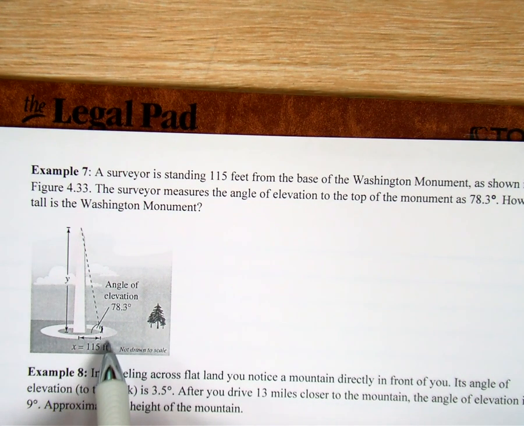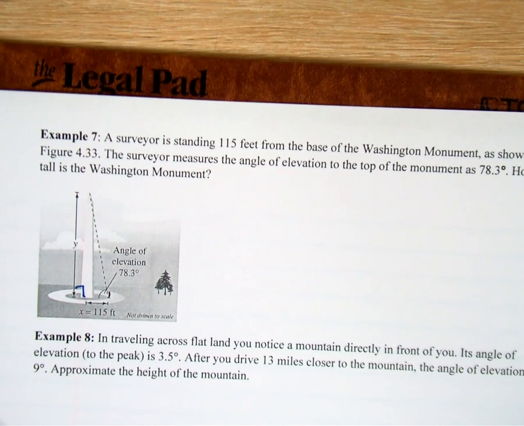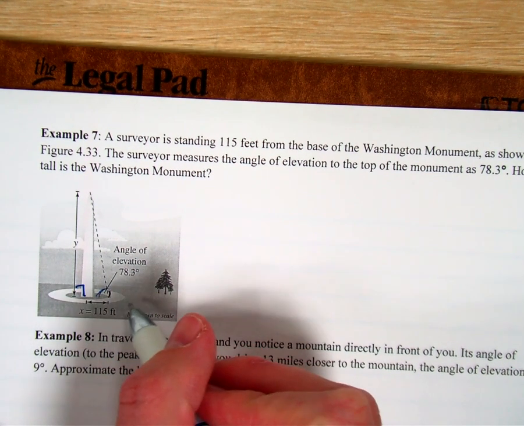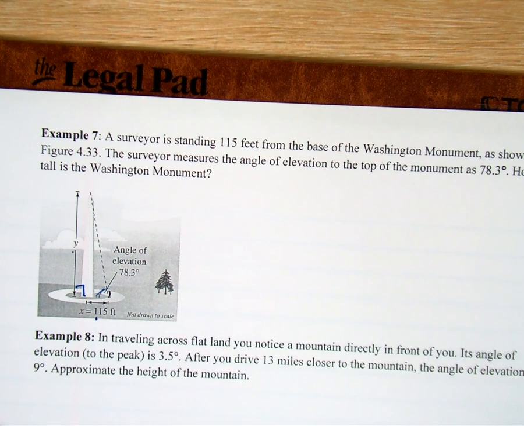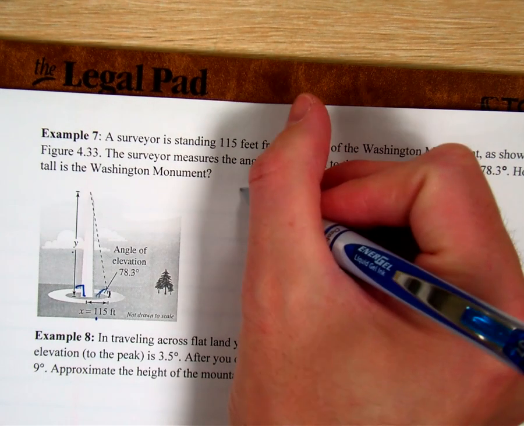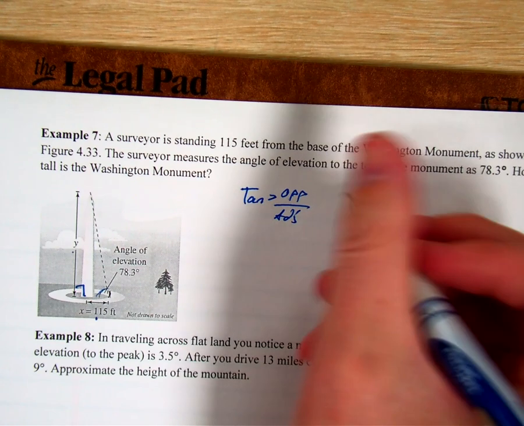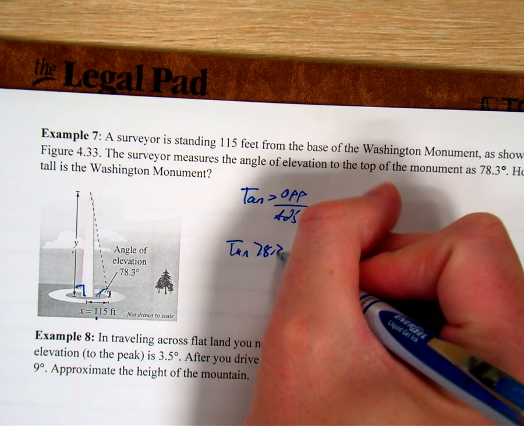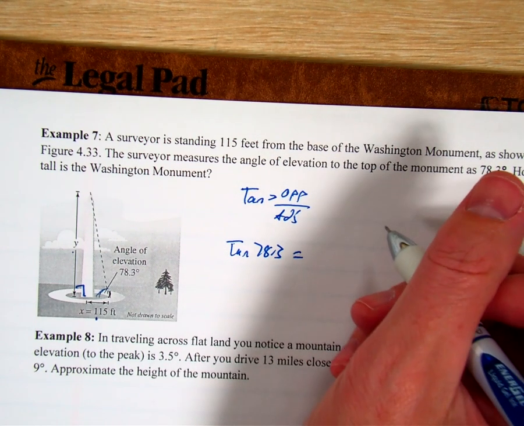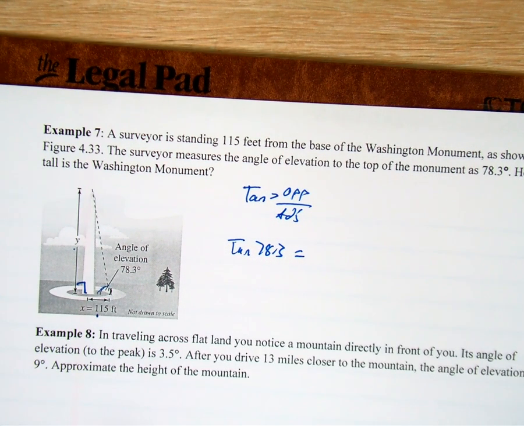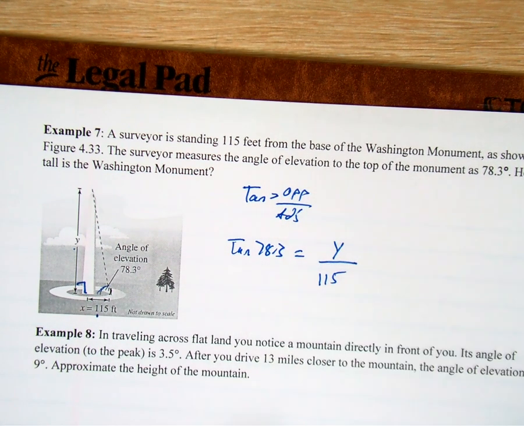Okay, so he's 115 feet away. That angle is 78.3. Let's assume this is a right angle. From this angle, we have adjacent, we want opposite, so we're going to use tangent. We've got tangent of 78.3. We're in degrees now. I know we've been using radians, so make sure you change your calculator back over. Opposite is y over 115.